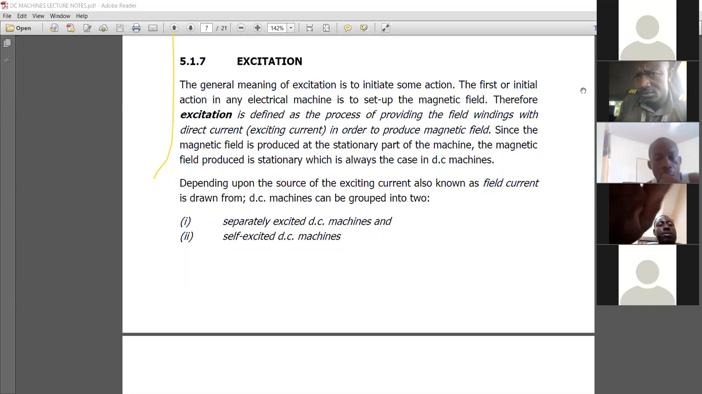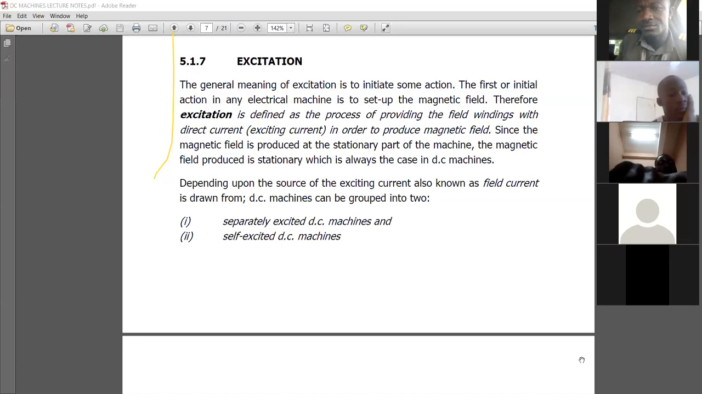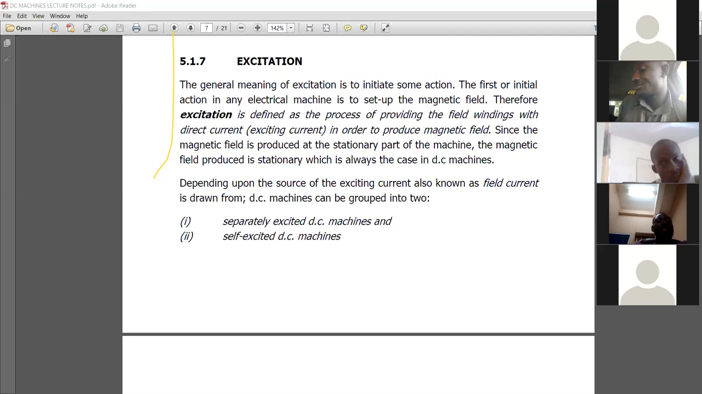Battery. Battery is one of them. Okay. And another one is what? Generator. Generator. DC generator. So we have to be specific. DC generator. Okay.